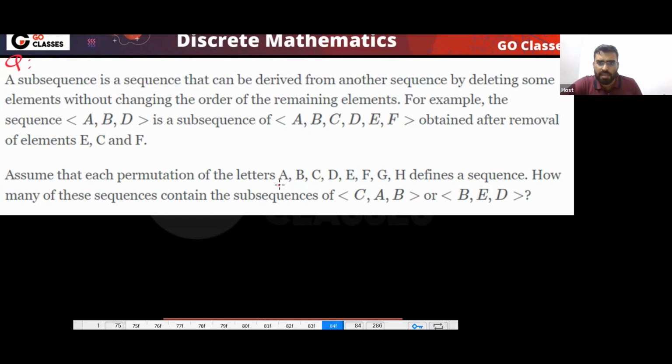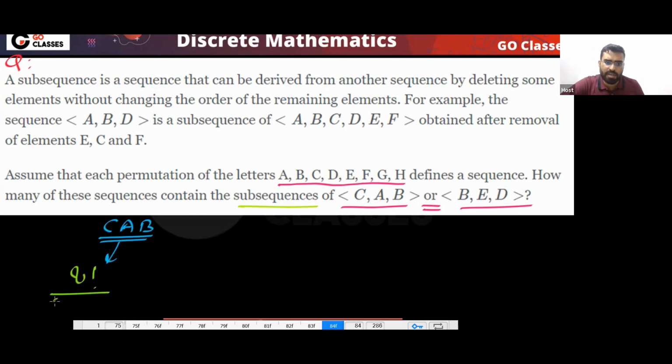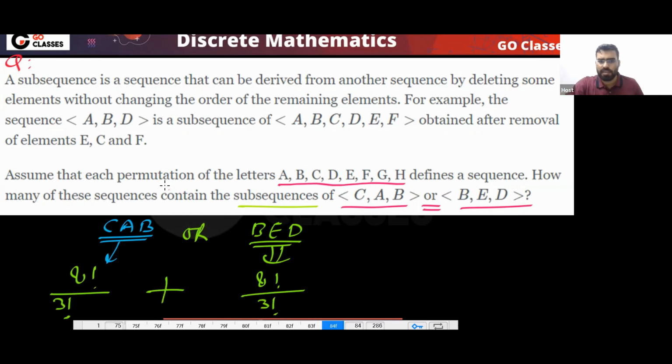Assume each permutation of letters A, B, C, D, E, F, G, H defines a sequence. How many sequences contain the subsequence CAB or BED? Either you have the CAB subsequence, or you have the BED subsequence. So with the CAB subsequence, what is the answer? Total 8 letters, so that will be 8 factorial divided by 3 factorial. With the BED subsequence, that will also be 8 factorial divided by 3 factorial. Is this answer correct?